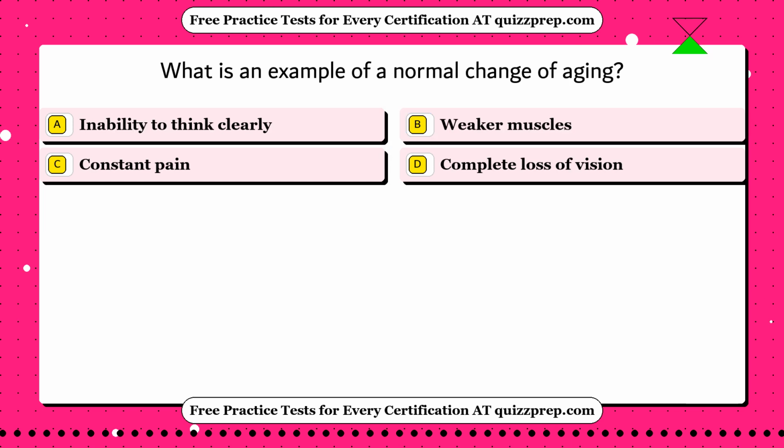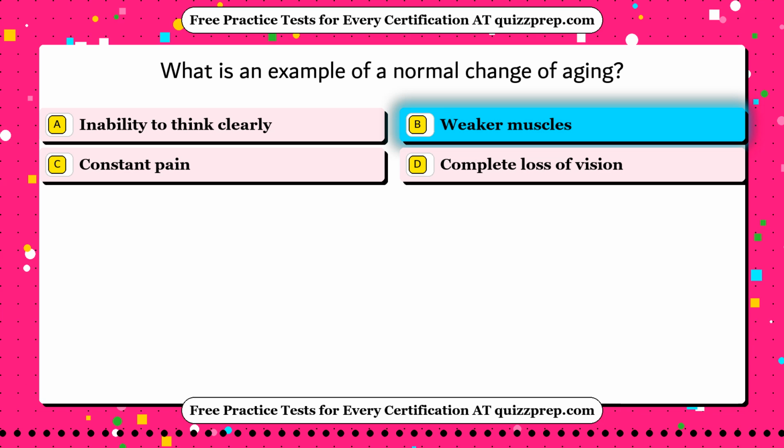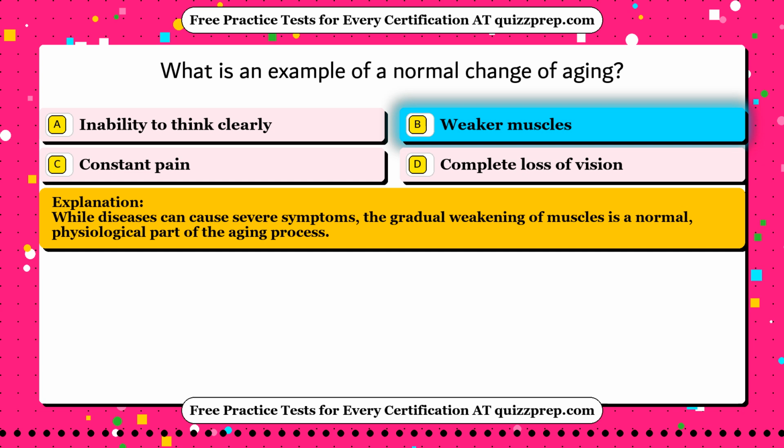Question 57. What is an example of a normal change of aging? Option A, inability to think clearly. Option B, weaker muscles. Option C, constant pain. Option D, complete loss of vision. The correct answer is option B, weaker muscles. While diseases can cause severe symptoms, the gradual weakening of muscles is a normal, physiological part of the aging process.